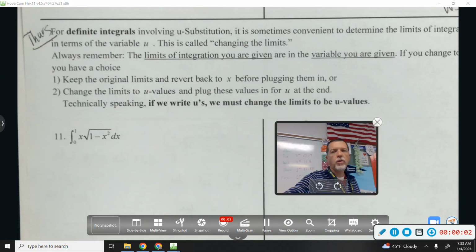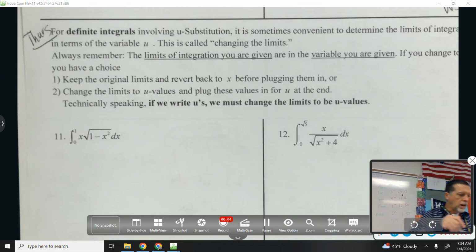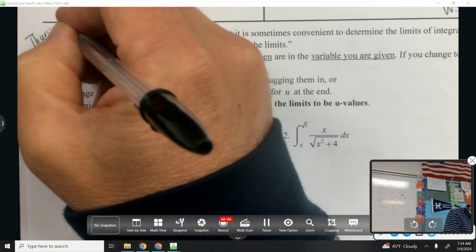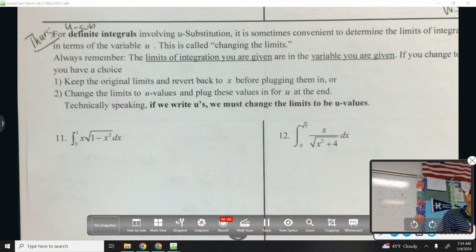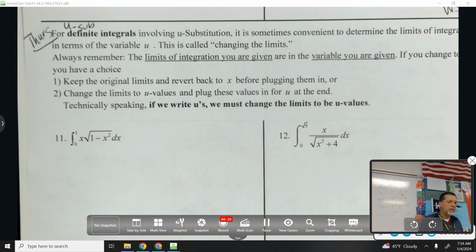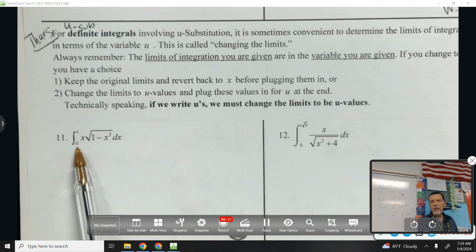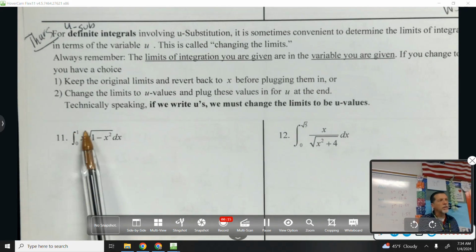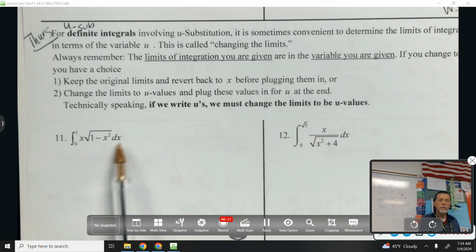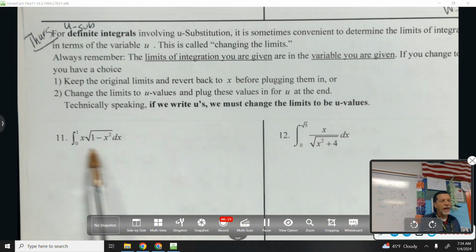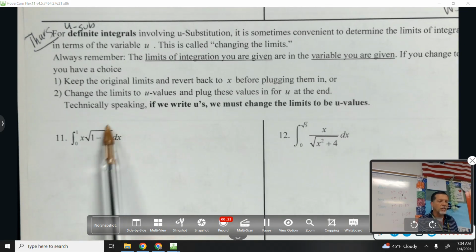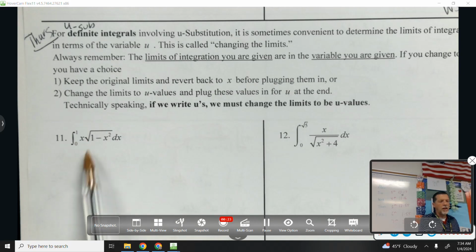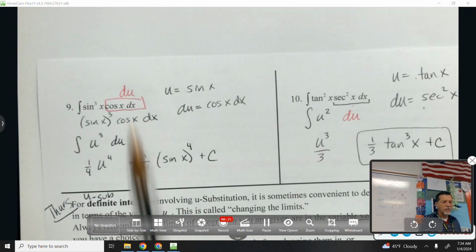So day 2 of Unit 9, U substitution with definite integrals. Remember, definite integrals means there's an upper and lower limit, or an upper and lower bound. And so you're not going to have a plus c on here. This is more like, hey, we can find the area under this curve from 0 to 1. If there's not limits on them, that's what we did all of yesterday.